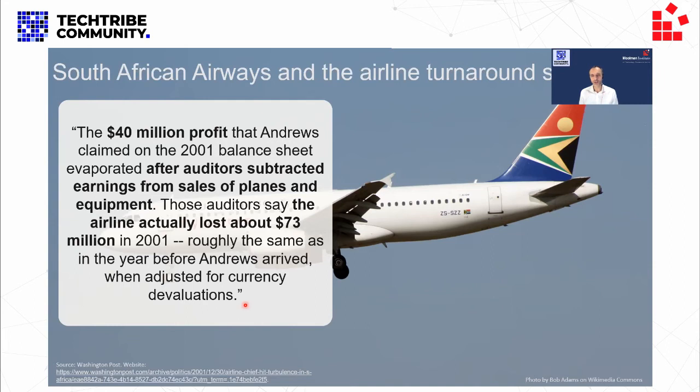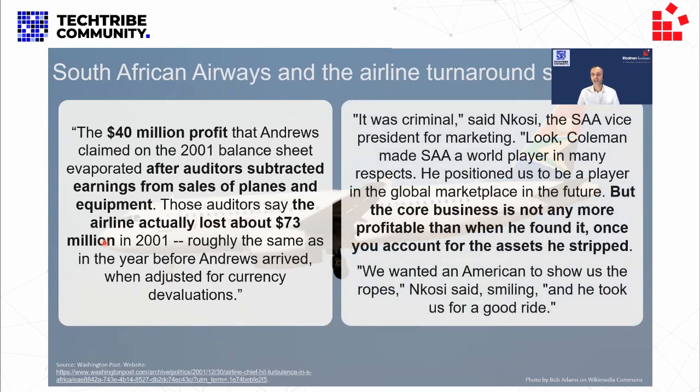But how he did that was he sold all South African Airways planes. So this is a quote from one of the websites, or from one of the auditors subsequently, that said the $40 million profit that he claimed evaporated after auditors subtracted earnings from sales of planes and equipment. And actually the airline made a loss in that financial year of $73 million, while Andrews, this person, Coleman Andrews, still collected over $20 million payment for his fantastic performance against his performance criteria.